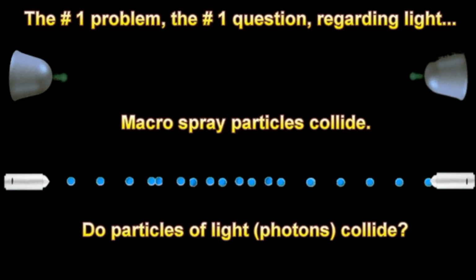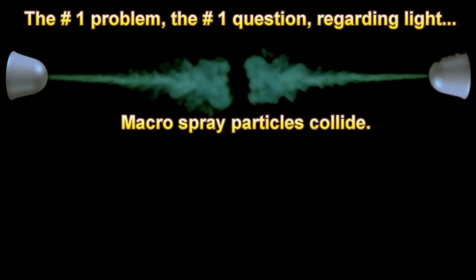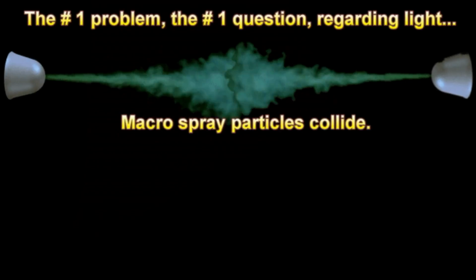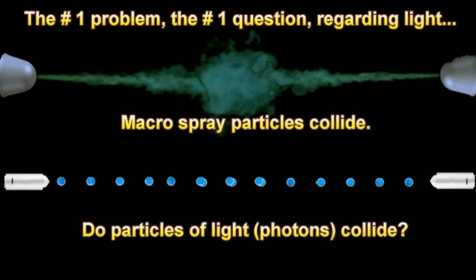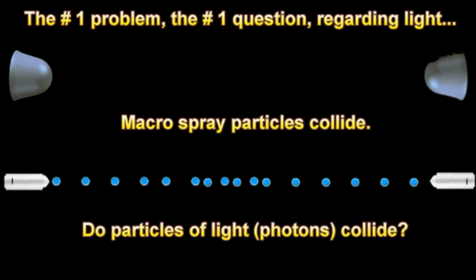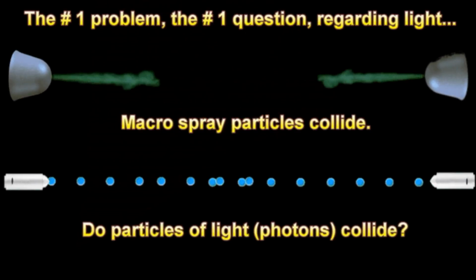Now, we know that macro particles, like in that spray there, bounce off each other. You don't have to take my word for it. Just take your shower head and point it against another shower head, and you'll see that some of the particles bounce off each other. If you point them fast enough, they'll bounce and splatter and hit each other because there's something there, okay? But when you do that with two lasers, you don't see the little photons bouncing off. And what Burke tried to do here was show us that, yeah, indeed, they do bounce off each other, ricochet, and go backwards.